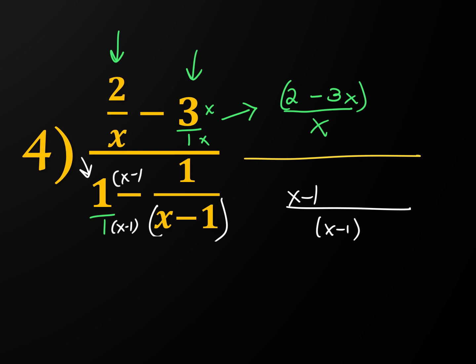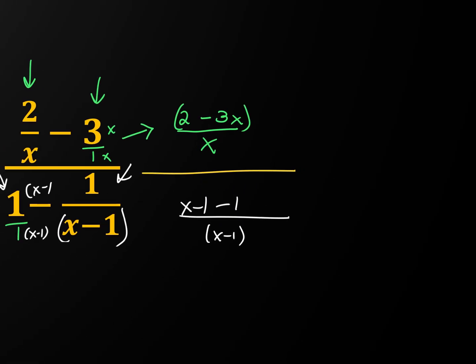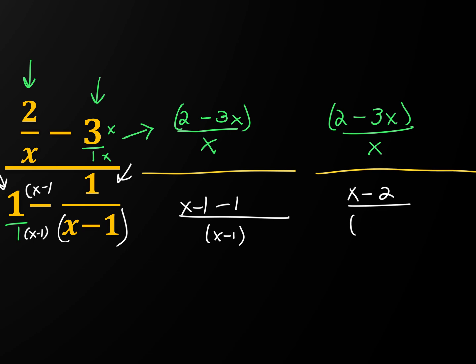Then what? x minus 1. Finish the problem, guys. x minus 1. And then what? Minus 1. I didn't have to do anything to the second fraction. Now we can combine. What can I combine here? Negative 1 and negative 1 gives you? Okay. So I have 2 minus 3x over x divided by x minus 2 over x minus 1.